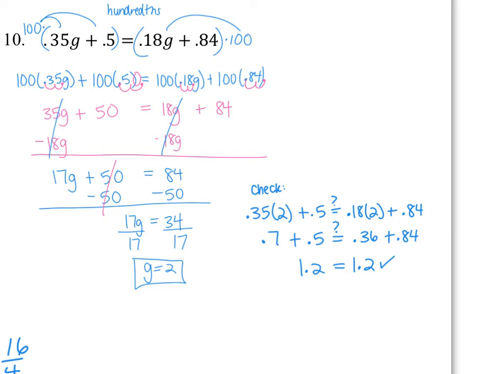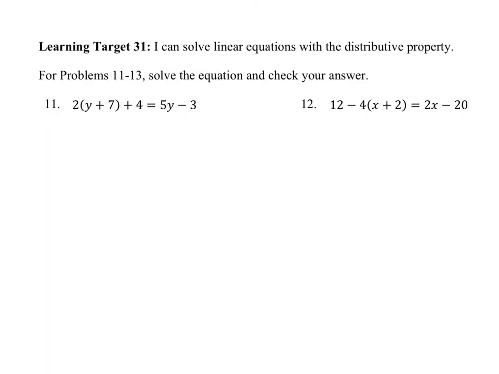Next, we're going to solve some problems with the distributive property. Okay, for problem 11, we've got some parentheses here. So when we have that, we want to deal with those first. And there's no fractions or anything that we want to get rid of, so we definitely are going to deal with those parentheses first. So we need to distribute because this is 2 times everything inside here. So we have to do 2 times y, which is 2y, and 2 times 7, which is 14. And we still have the plus 4 on the outside, so plus 4 is equal to 5y minus 3.